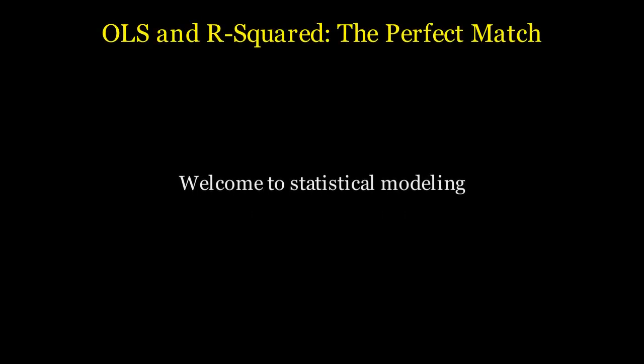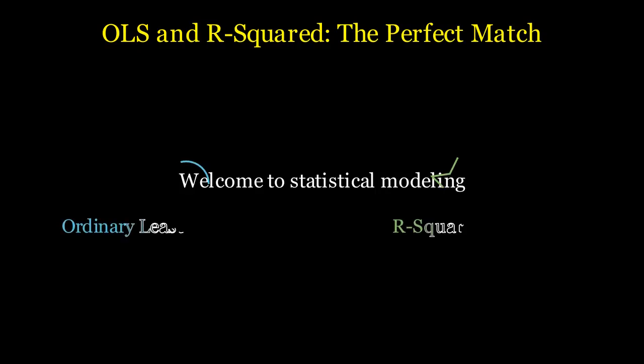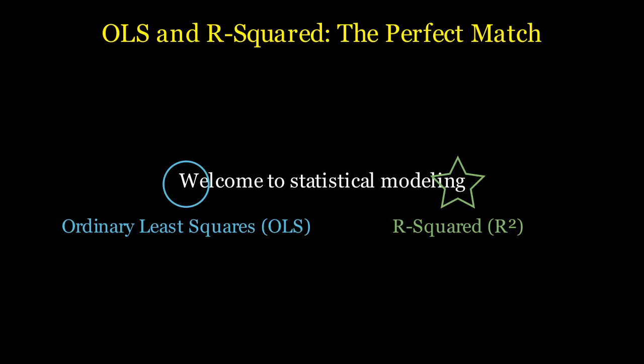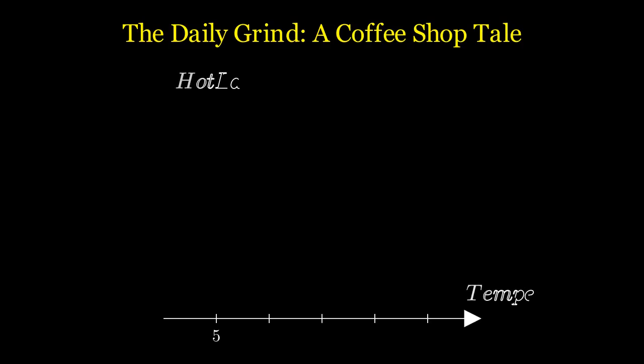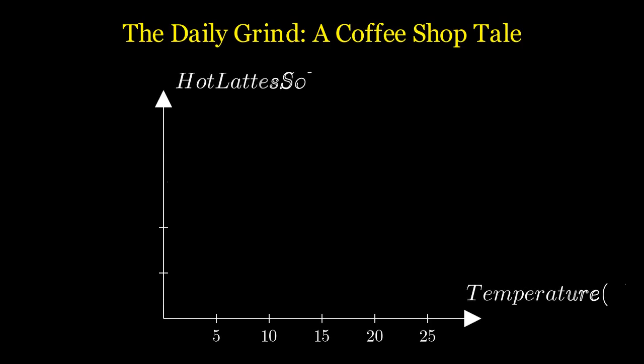Welcome to the fascinating world of statistical modeling. Today, we are diving deep into the heart of data science to understand two inseparable partners, ordinary least squares, or OLS, and the R-squared coefficient. Think of them as a dedicated worker and the trophy that validates their hard work. In this 30-minute journey, we will demystify how machines learn from linear patterns and how we measure their success.